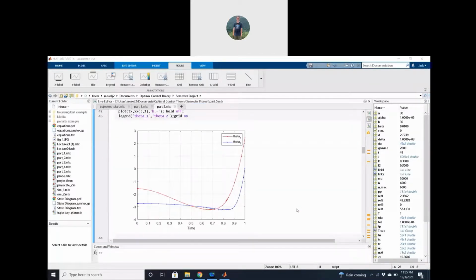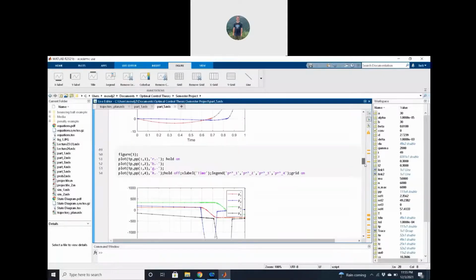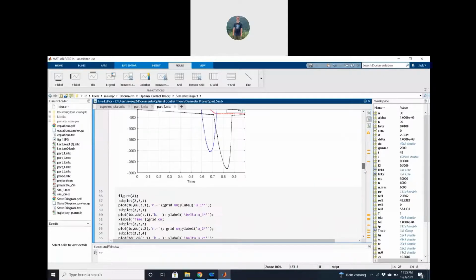We can see that the angles are driven to 3 pi over 4 for theta 1 and 0 for theta 2. Theta 1 is bounded to negative pi and pi. Theta 2 is bounded to negative pi and 0. Both angles stay within their bounds. We can see that the angular velocities also converge. Then the evolution of the costate and the optimal input.